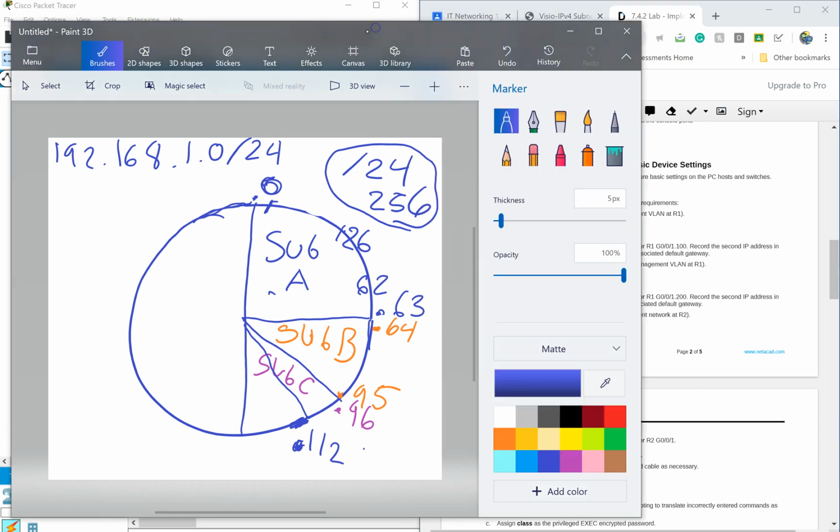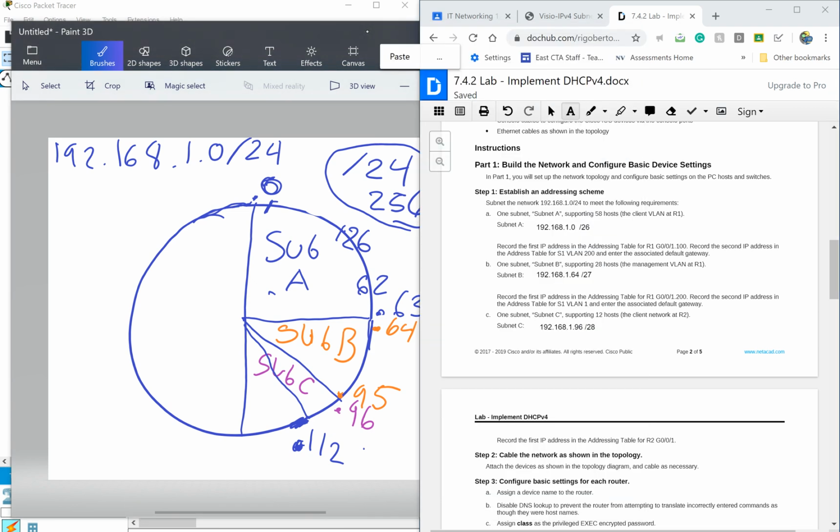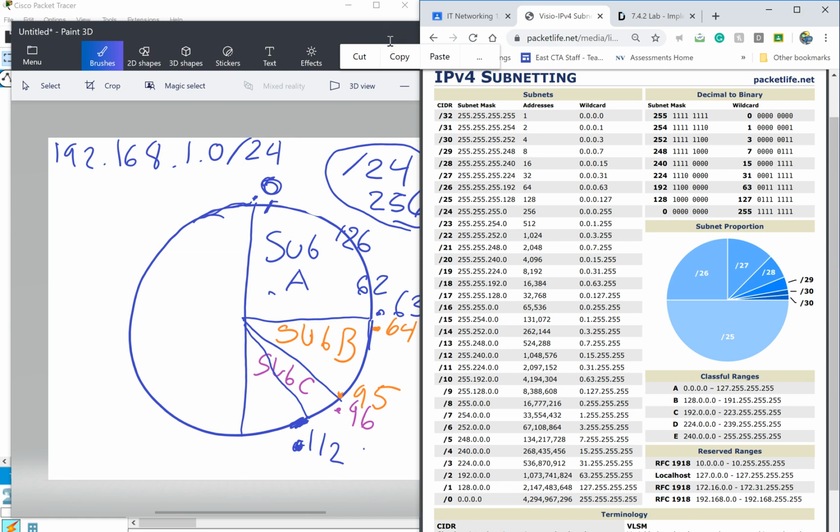So the first one, subnet A, the requirement says that they need to support 58 hosts. Now, I have my cheat sheet with me. It says that the best one to fit the closest to 64 without going over, or without wasting too much. So for 58, without wasting too much, would be this /26. It would allow for 64 total addresses. But remember, from the total addresses, you have to take away 2. So actually, in reality, it would only support up to 62 usable addresses, which is great. That will fit our needs for this network.